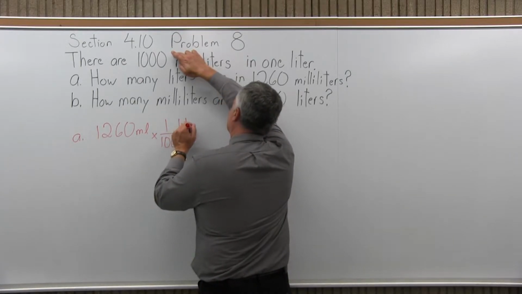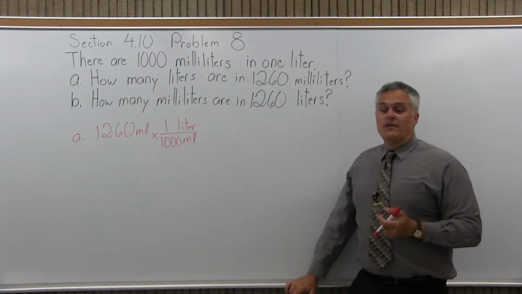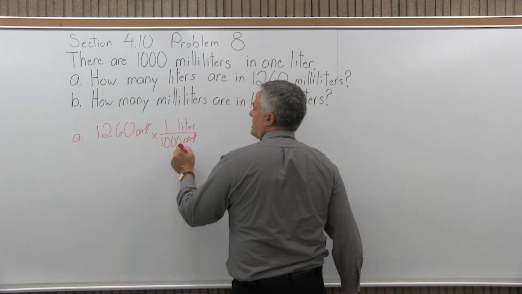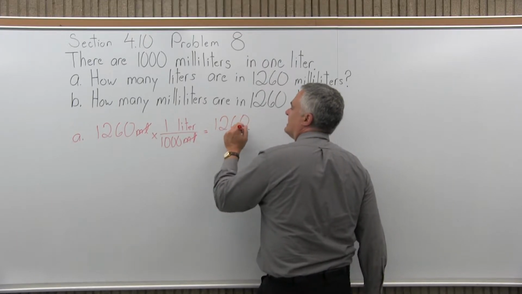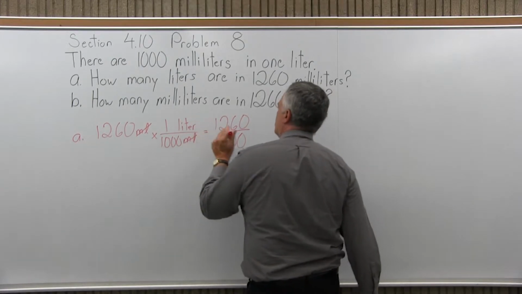I can write out liter. The abbreviation is just an L. So that's what I need to do. So now milliliters in the numerator, milliliters in the denominator will cancel. And I have 1,260 in the numerator, 1,000 in the denominator, and my units of measure will be liters.